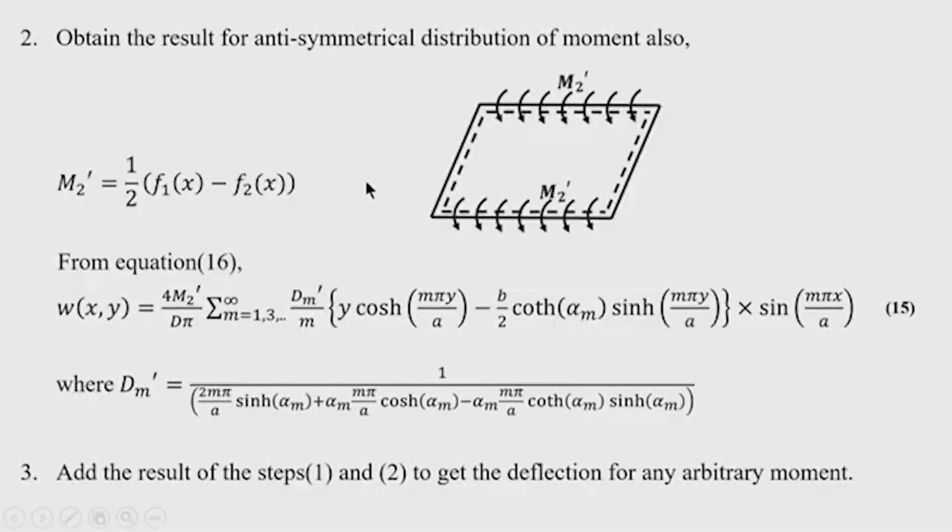So, in one case the result will be obtained by using the edge moment as 2.5, in another case the result will be obtained with the edge moment 7.5. Now, if you add these two results, you will get the actual distribution that you are requiring here. So, in this way, by the method of superposition, we can obtain the deflection of the plate for any general distribution of moments. Okay.